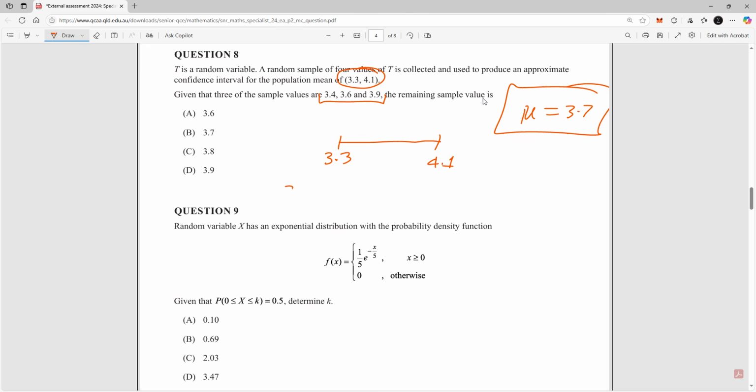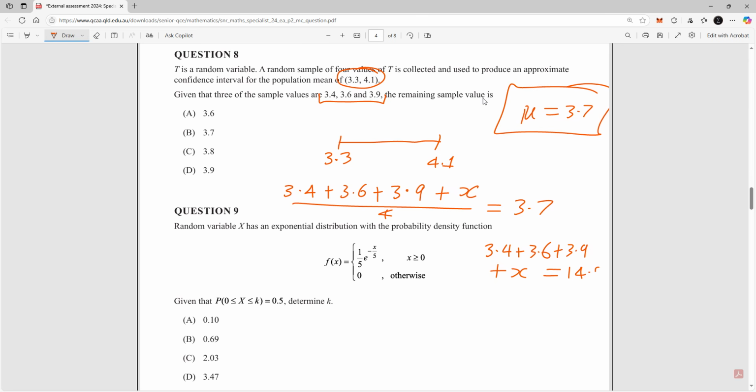A lot of people would pick B, but that's not what it's asking. They're asking for the data point that gives you that. So what that means is 3.4 plus 3.6 plus 3.9 plus the thing we're trying to find, so we'll say x, divided by 4, has to give you 3.7. So all we have to do is solve for that. So multiply both sides by 4. So 3.7 times 4. So you have 3.4 plus 3.6 plus 3.9 plus x equals 14.8.